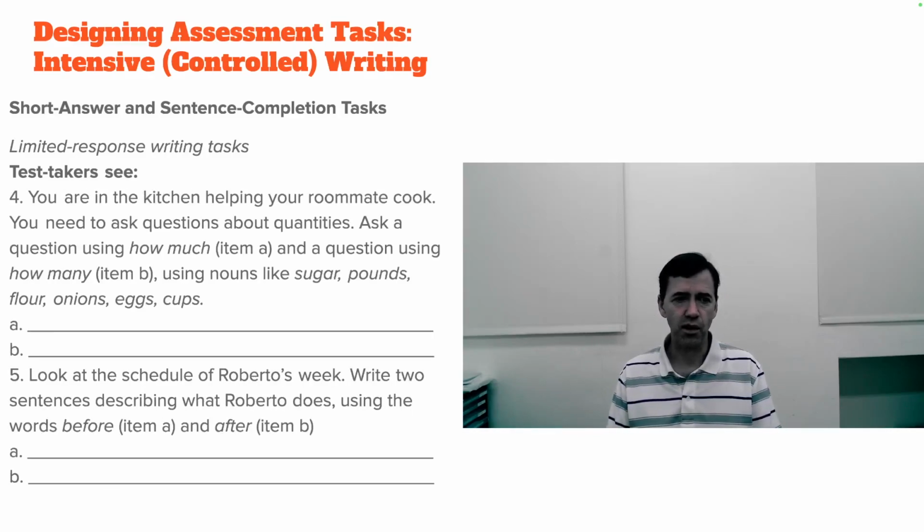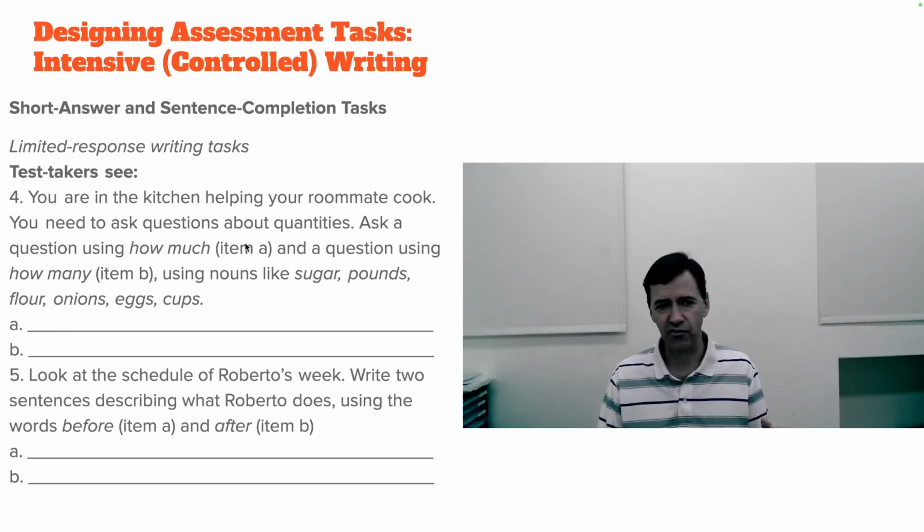Okay, number 4, you're in the kitchen helping your roommate cook. You need to ask questions about quantities. Ask a question using how much. So you see they're very, very specific here. So it's still controlled by the test giver for the output, even though there's a little bit of creativity for the student. You need to say how much, and that is for item A.